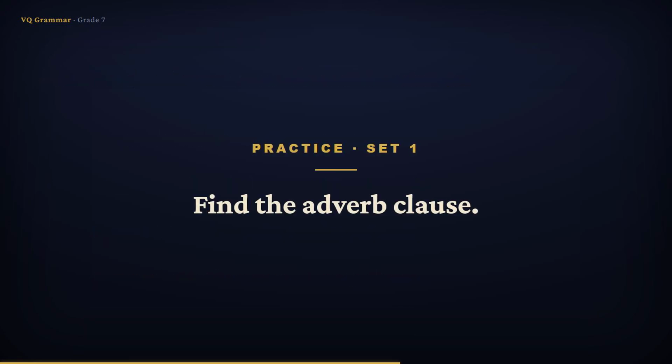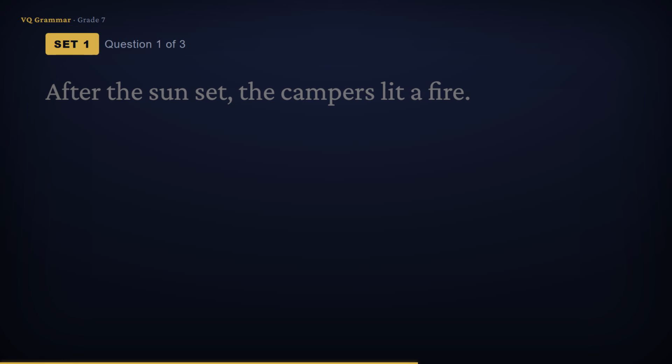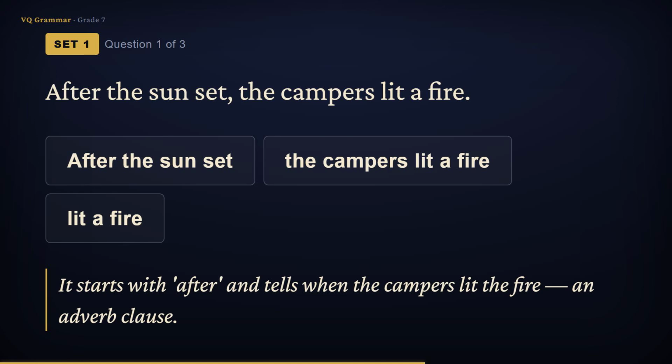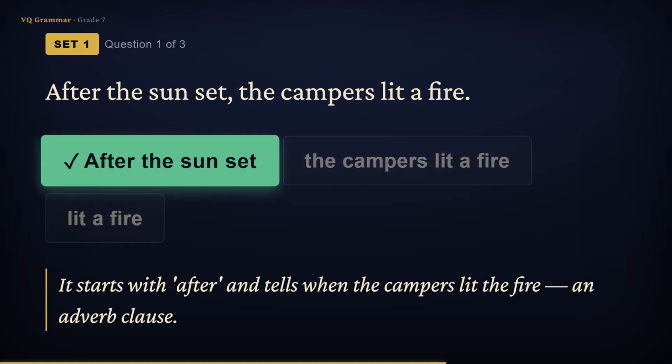Time to practice. In this first set, read each sentence and pick out the adverb clause, the whole group of words that acts as one adverb. Pause the video and choose before I reveal the answer. After the sun set, the campers lit a fire. Which part is the adverb clause? Look for the subordinating conjunction. After is our signal word, and after the sun set tells us when the campers lit the fire. So the adverb clause is after the sun set. So the answer is after the sun set.